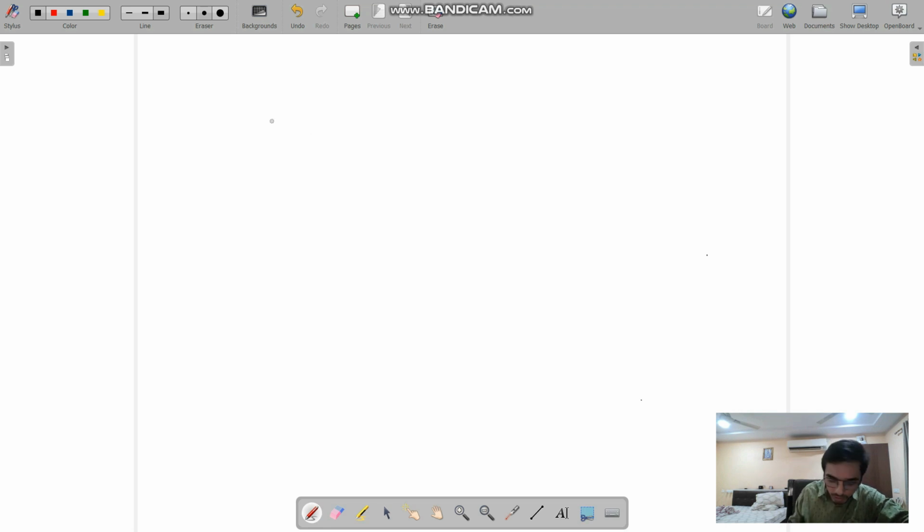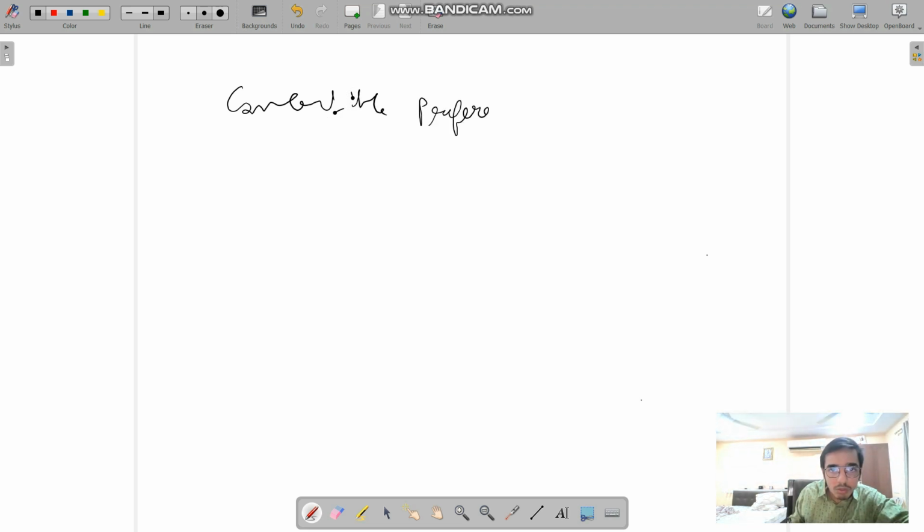Okay, so starting with the second concept, now we'll be talking about convertible preferred shares. Kindly excuse my handwriting. Okay, so let's again take the same example. So I had invested rupees 500 for 100 shares, and now the second round happens.